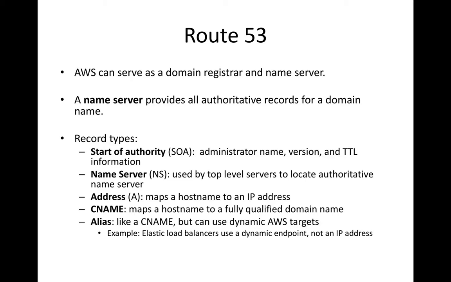You can create different types of records for a name server. You can create something called a start of authority record, which specifies the name of the administrator for the name server. You can create address records, and the address records are records which actually map host names to specific IP addresses. So you could have a host name like www.mycompany.com. The www portion is the host name. You can have that mapped to a specific IP address. You could create a CNAME record, and a CNAME record will map a host name to another fully qualified domain name. So you can think of a CNAME as being kind of like a way of aliasing records.